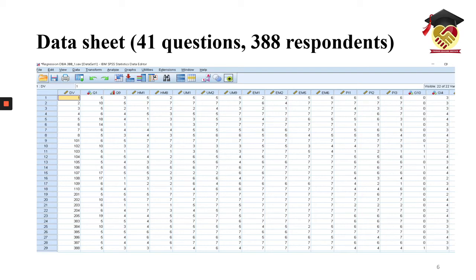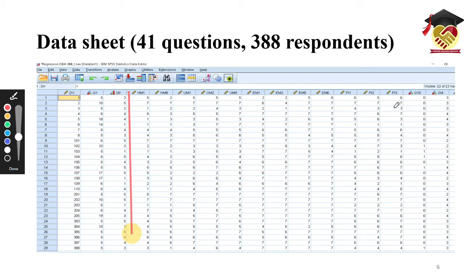41 means including the mediator and the moderator. If the mediator and the moderator are removed for the time being, there are only 26 questions, right? You can very clearly understand all the values are from 1 to 7. Here it is very important, as I told you, up to this point it is very important.